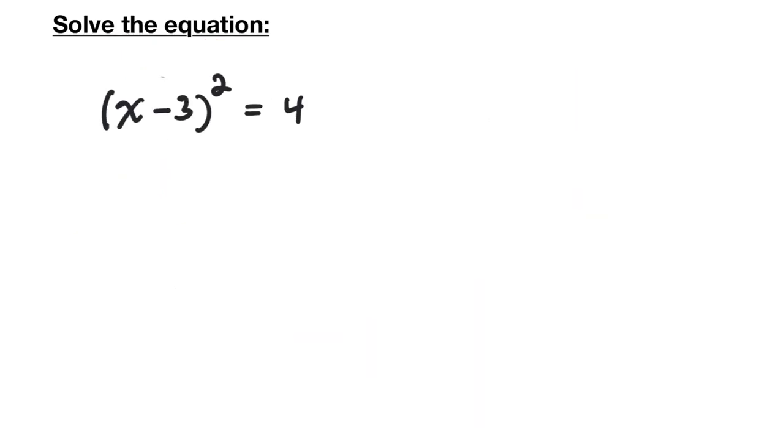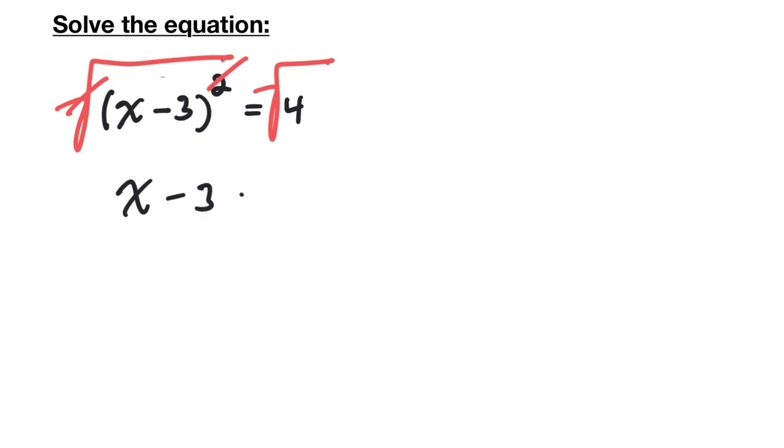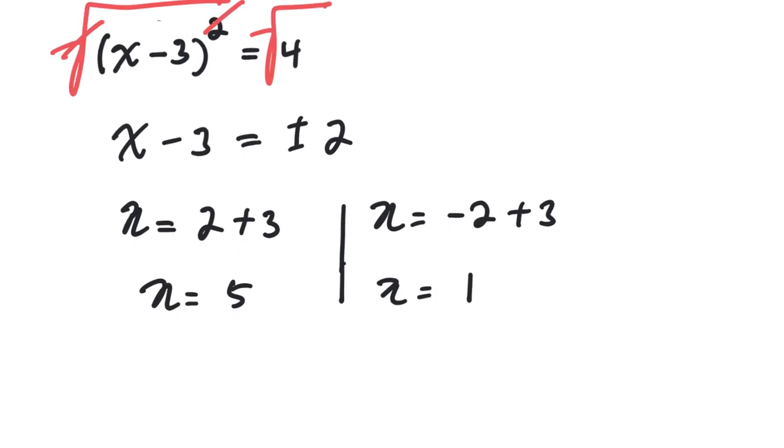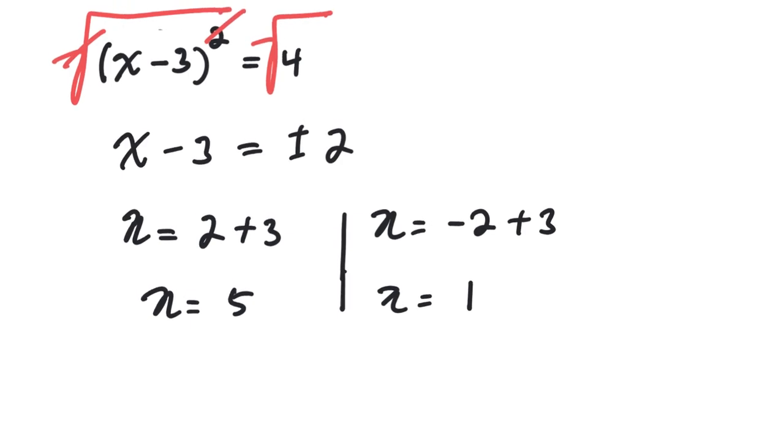Okay, here's another one. Let's solve this equation. So the very first thing I'm going to do is to get the square root of both sides. So that's going to give you x minus 3 is equal to plus or minus 2. So I have two answers here. X is either 2 plus 3 or x is equal to negative 2 plus 3. Here x is equal to 5 and the other side is going to be x is equal to 1. So given this fact, the solution set here is going to be 1 and 5.